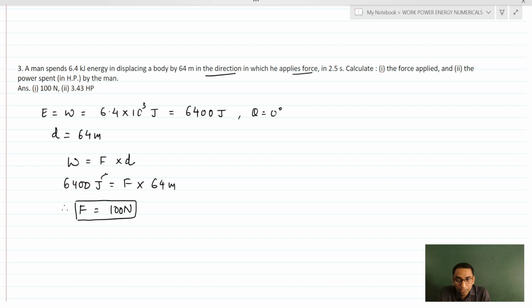Basically 6400 divided by 64 is 100 newtons. And please understand, joule can be written as newton times meter, so the meter will get cancelled. The answer will be in joules. That is the answer to the first part.